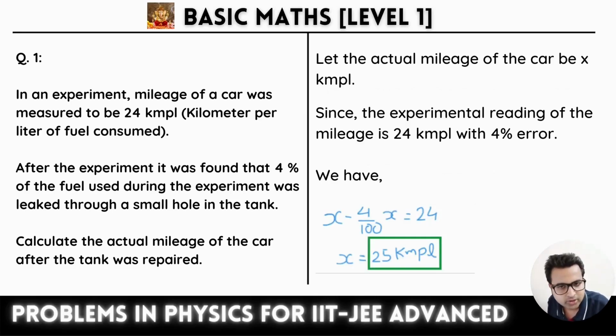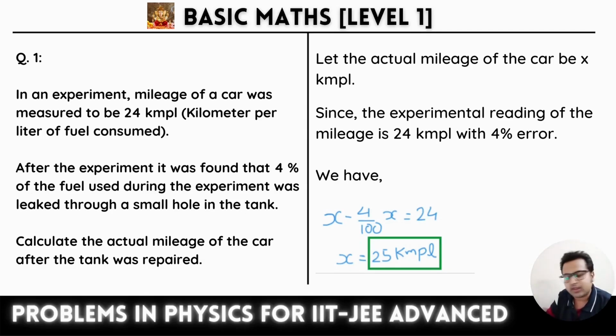Okay, so I hope you got the solution. In case you are stuck somewhere, let's look into the solution. First let's try to understand what the question is telling, then let's discuss its solution. As per the question, there was an experiment. In the experiment, the mileage of the car which was observed was 24 kilometer per liter, kmpl. So it is the observation in the experiment. It is not the actual value. It is the value during the experiment, that is 24.